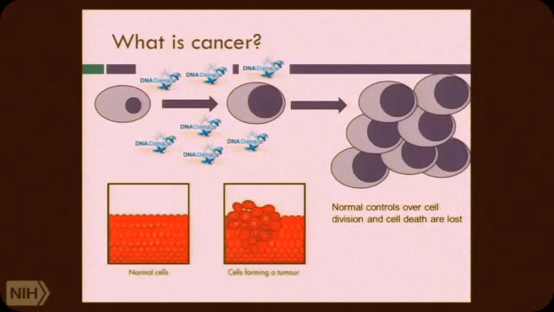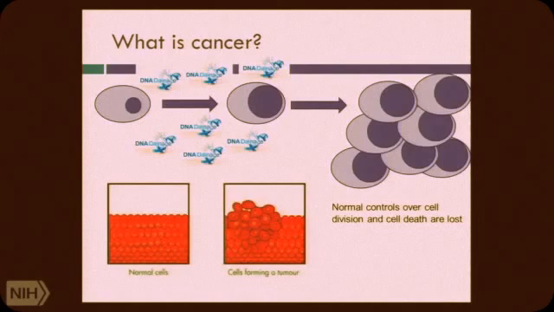Usually it's multiple stepwise DNA damage. And in families that may have some, for example, the BAP1 gene mutation that you may have heard of, that might be just the first step in what we call a multi-step set of mutations that can cause cancer. So once you have that critical mass of mutations, the normal controls over cell division and cell death are lost.